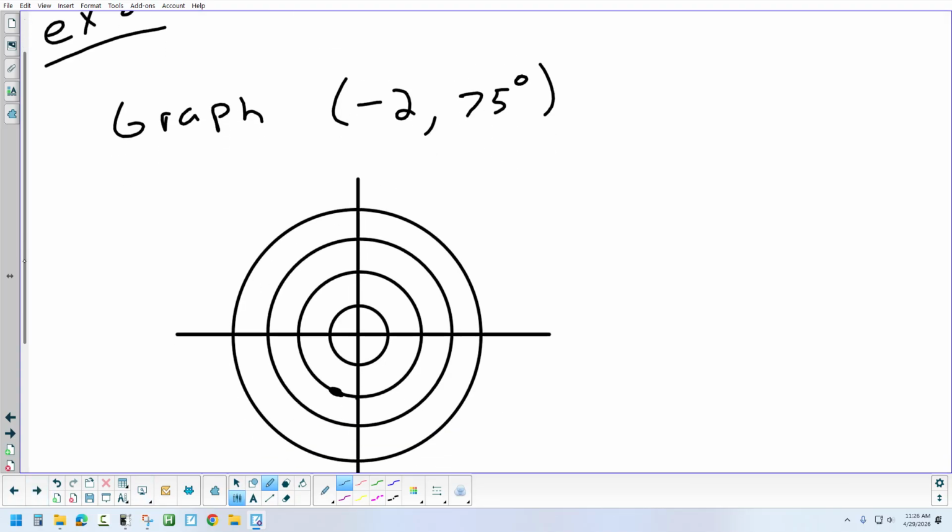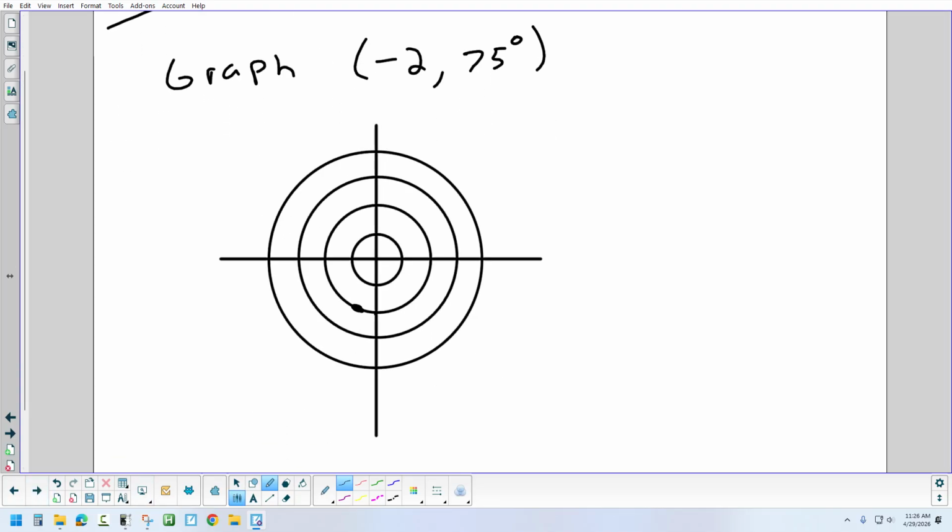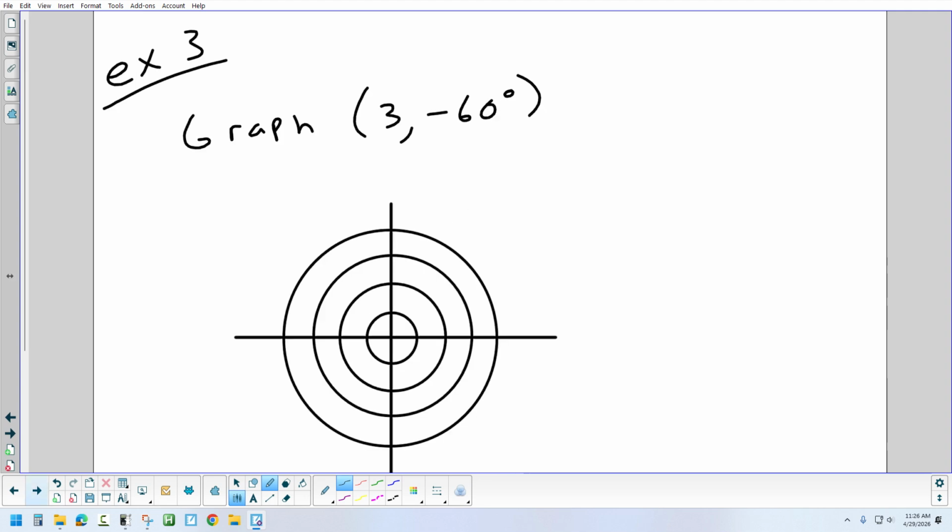Any questions on that one? So that's a negative radius, positive angle. Let's try positive radius, negative angle. Okay, what's going to be my distance to the origin this time? Yep. 3. And we're going to start by going 3 units to the right. So 3 units to the right.